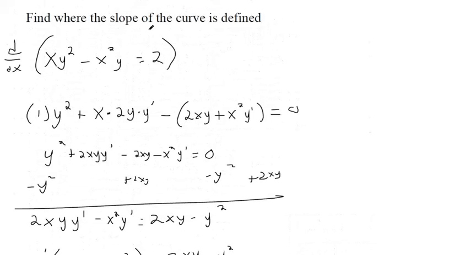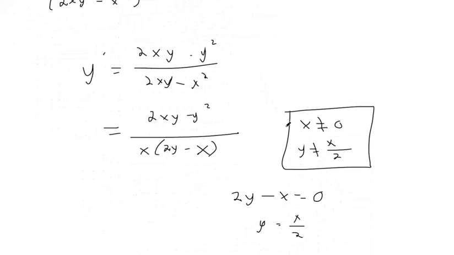So find where the slope of the curve is defined. The slope is defined everywhere where x is not 0 and where y does not equal x over 2.